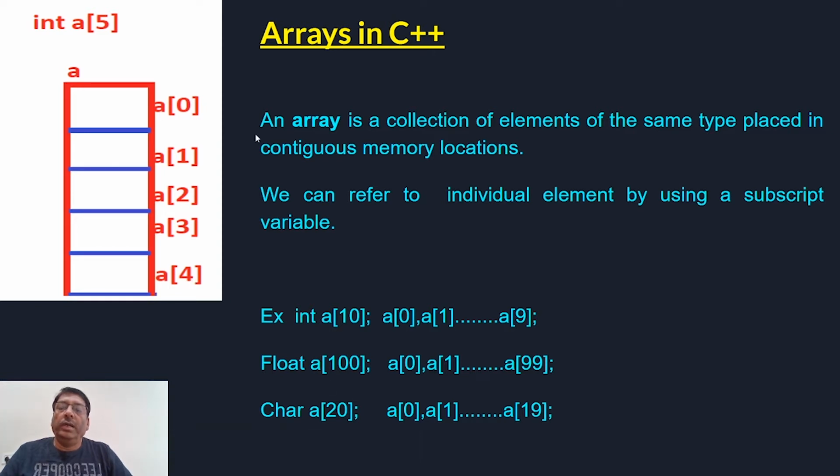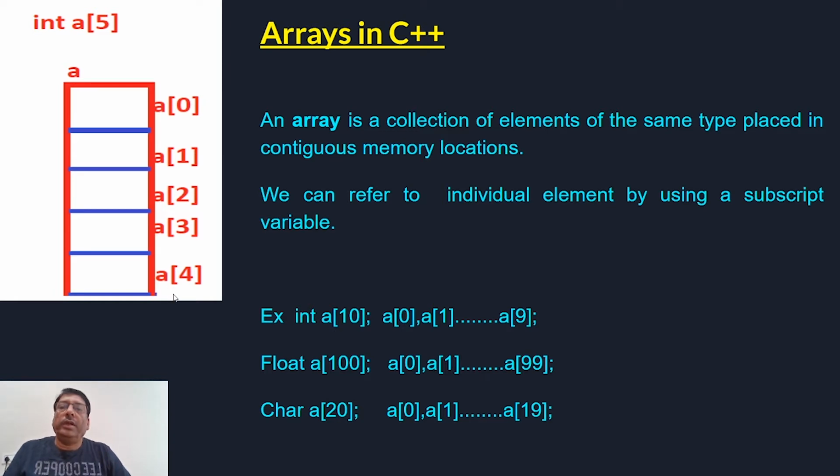If you are declaring a[100], it means that you will have 100 locations reserved, and the address for the first location can be taken from a[0]. So the address will always start with a[0], you refer to the first location with a[0], and then it goes up to a[99].